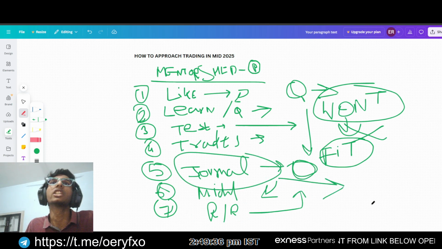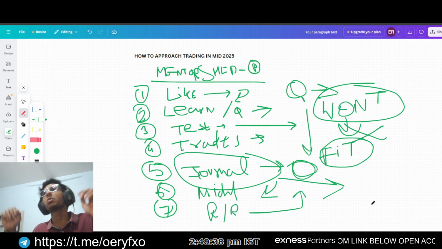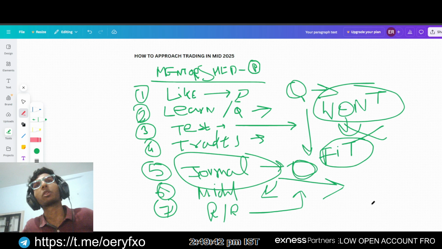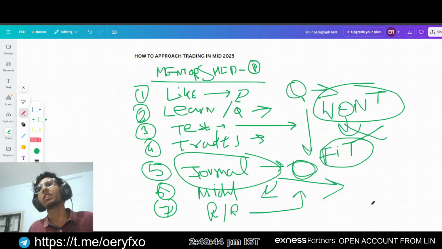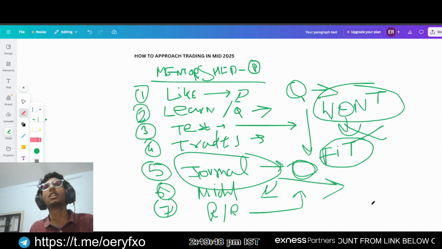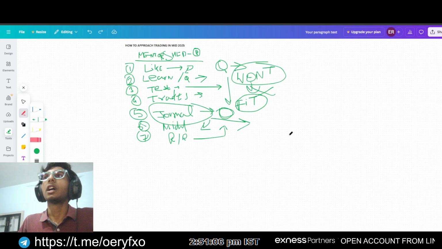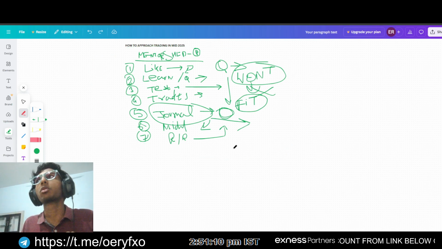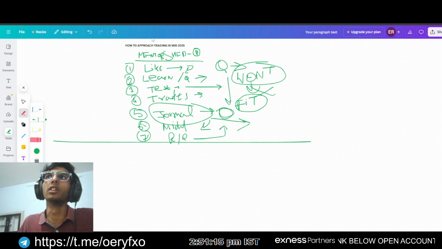Because your journal is the power. Journal, if you want to ask me what's the holy grail, if you still want to find it, even if it's 2025, it's the journaling, mindset, risk reward. That's the holy grail of trading. See, I've already told you everything about how you should approach trading in 2025. You can learn for free, you can learn from mentorship, whatever you wish, it's fine.